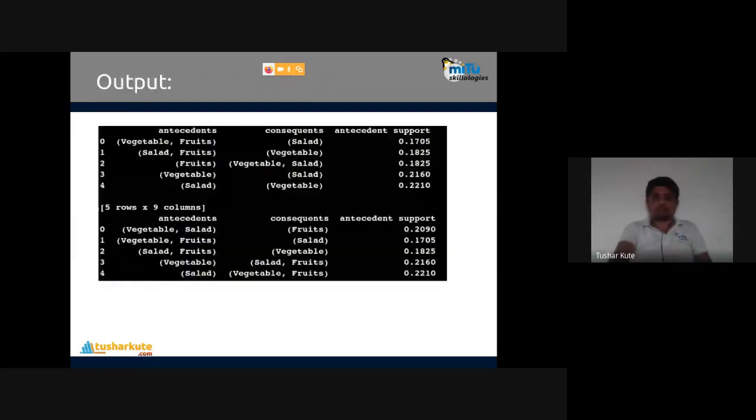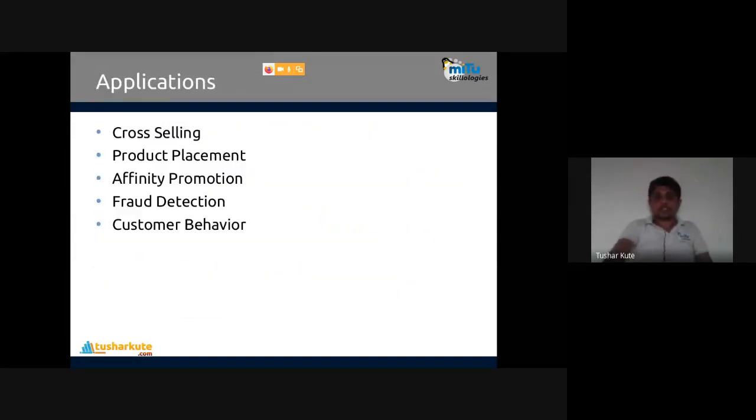The transaction code that we have talked about, and how different operations are possible on the association rules, that also we have seen. What are the applications of it? We have cross-selling, product placement, affinity promotion, fraud detection, customer behavior identification. So all these things are possible. These are the common core areas of applications where we can use association rule mining algorithms.